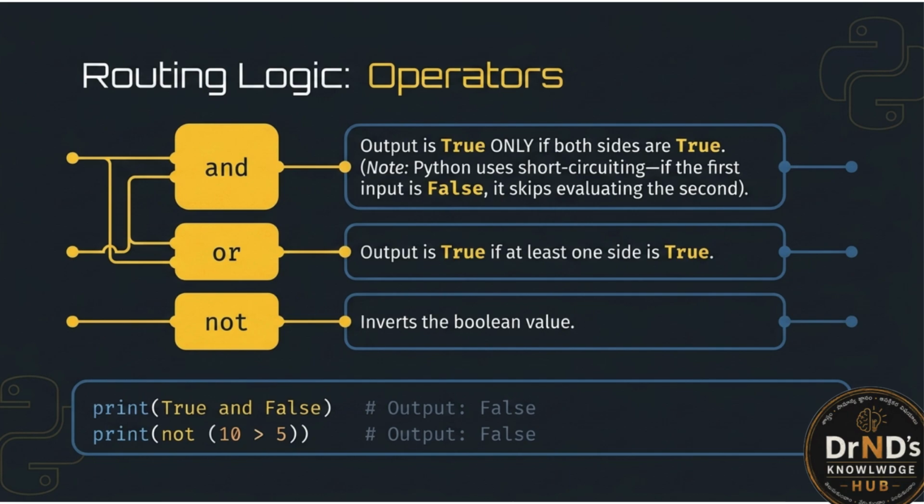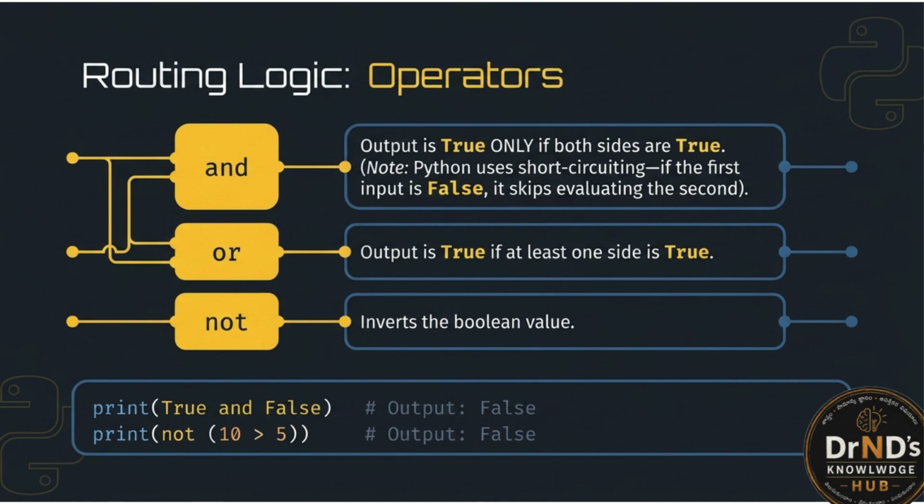The NOT operator. The third logical operator is NOT. The NOT operator simply reverses a Boolean value. If the value is true, it becomes false. If the value is false, it becomes true. For example, not true returns false and not false returns true. Let's look at the example here in this slide.